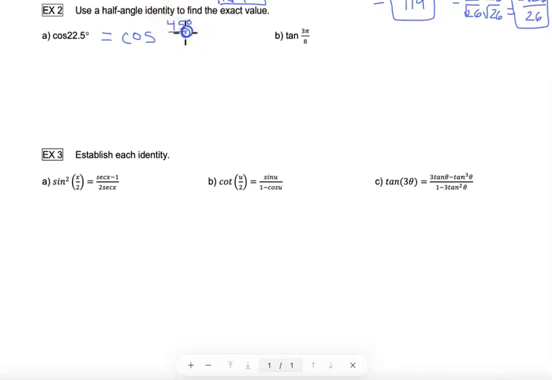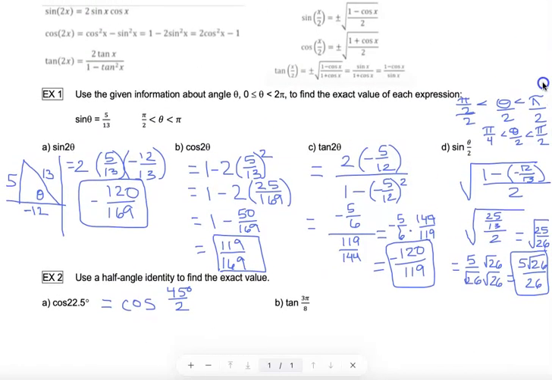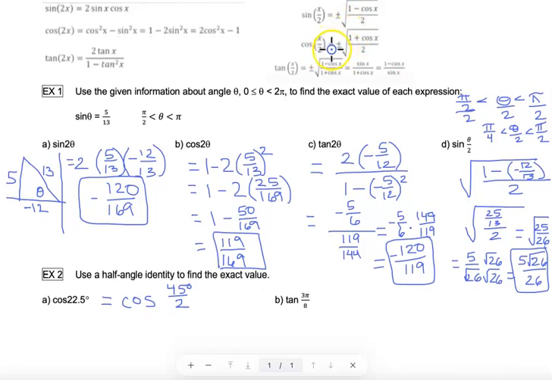So this is equivalent to writing it this way. And so when I write it this way, I can see how it lines up with my half angle identity. So cosine here of my half angle, it's going to be plus or minus. And again, I decide based on the angle itself. 22.5 is in quadrant 1, so I'm going to use the plus again. And that's going to be square root of 1 plus cosine of theta. So theta is 45 and then over 2.